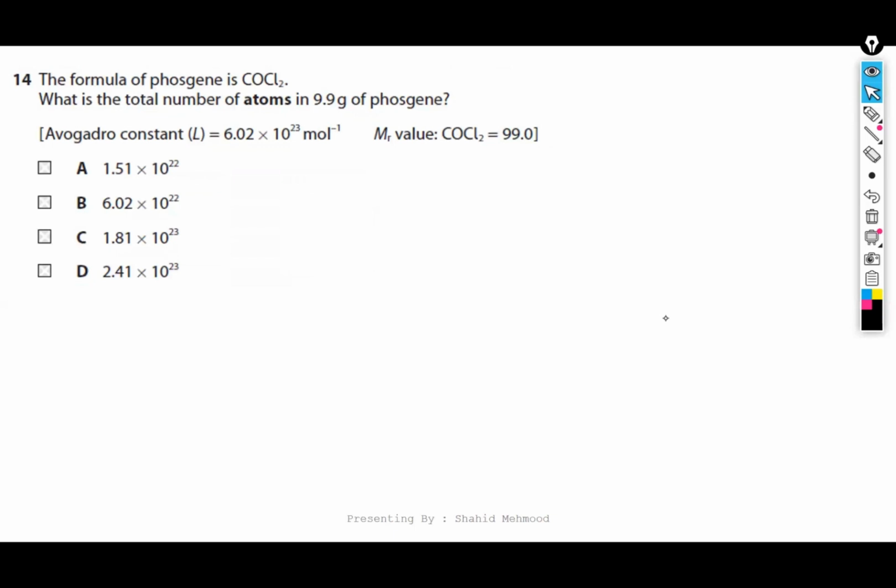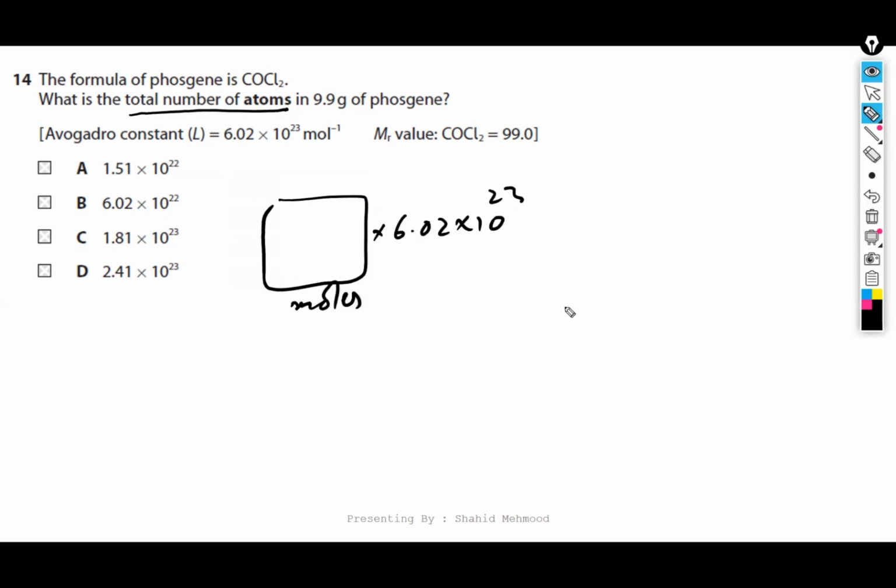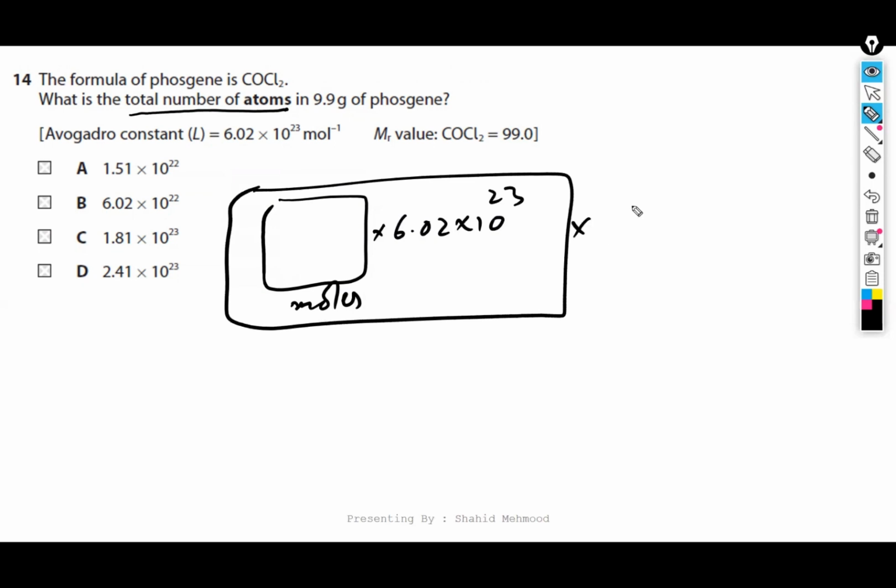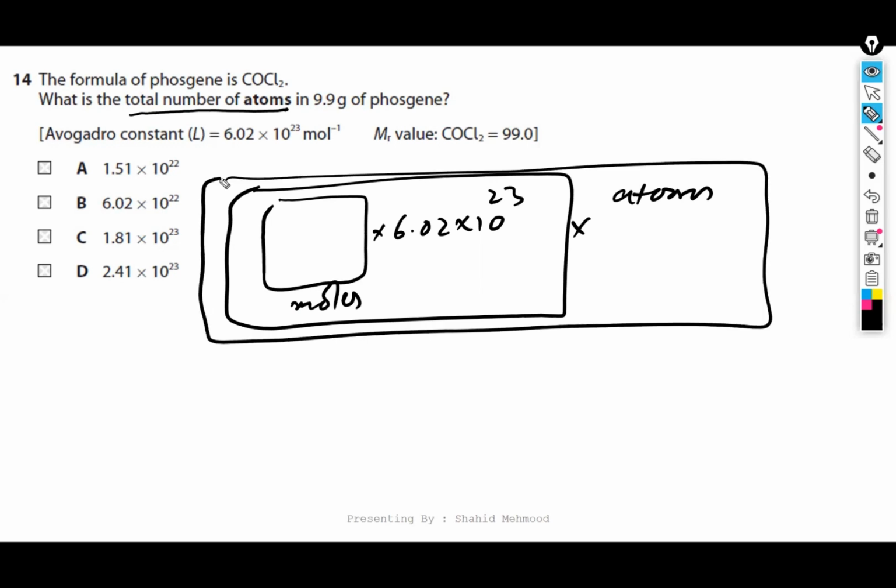The formula of phosgene is COCl2. What is the total number of atoms in 9.9 gram of phosgene? In this question, where we need to calculate the number of atoms or the number of ions, we do it in 3 steps. The first one, we have to find the number of moles. When it is multiplied by Avogadro's number, we get the number of molecules. And whenever we multiply this by the number of atoms in the given compound, we get the net number of atoms in that compound.